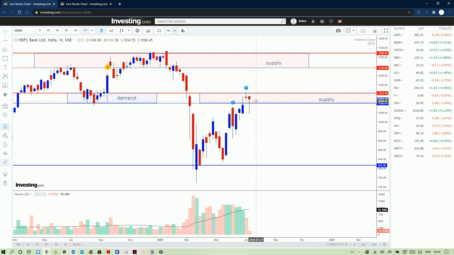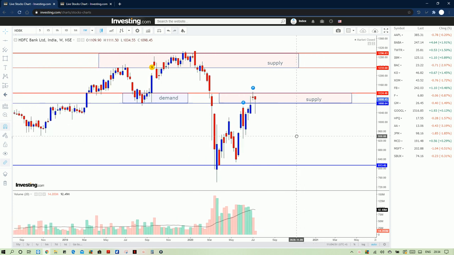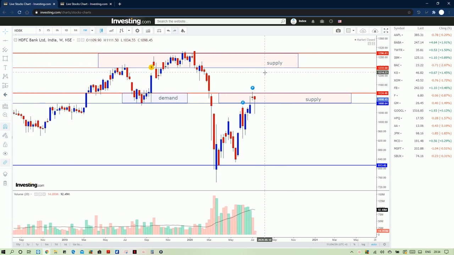If this zone has to be changed into a demand zone, then there should be an accumulation here, and then buying, and there should be a closing above this zone. Only then can we say that the stock will give a breakout from here and then move to this zone. Till then this will be a supply area. That is how you need to identify the support and the resistance point.